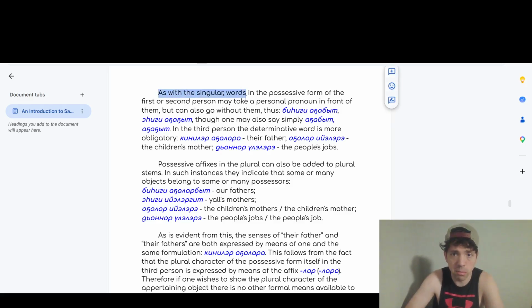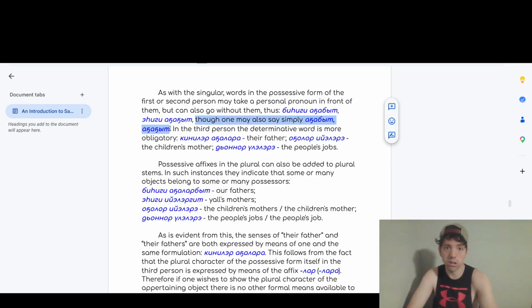As with the singular, words in the possessive form of the first or second person may take a personal pronoun in front of them, but can also go without them. Thus, bihigi agabut, ehigi agagut. So, our father, y'all's father, though one may also say simply agabut or agagut, meaning still our father or y'all's father.